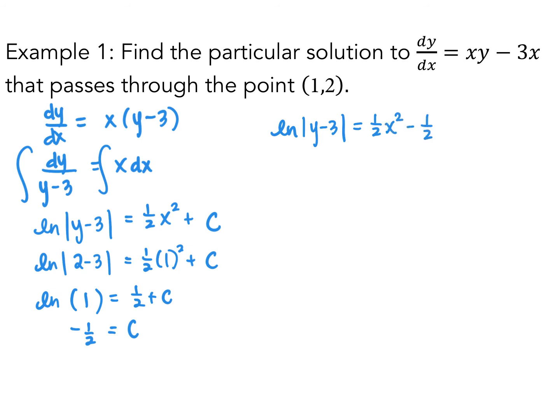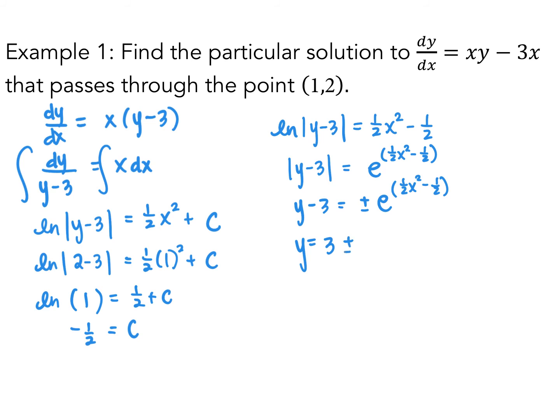I'm going to apply the e to both sides. So that's going to give me e to the quantity 1/2 x squared minus 1/2. Okay, it's not separate. It's not an e applied to each of them. It's an e applied to the quantity. Then I take away the absolute values, and that's where the plus or minus kicks in on the e side. And then I'm going to add 3. So I end up with 3 plus or minus e to the 1/2 x squared minus 1/2.